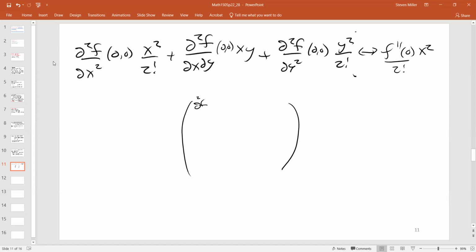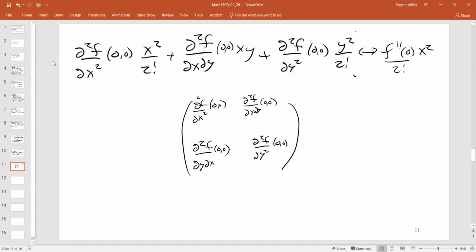d squared f dx squared at 0, 0, d squared f dy squared at 0, 0. I always forget which way it goes. I may be off, I may have my matrix flipped, I don't know. d squared f dx dy at 0, 0, d squared f dy dx at 0, 0. I may have flipped which one is the dx dy and which one is the dy dx. I don't know.